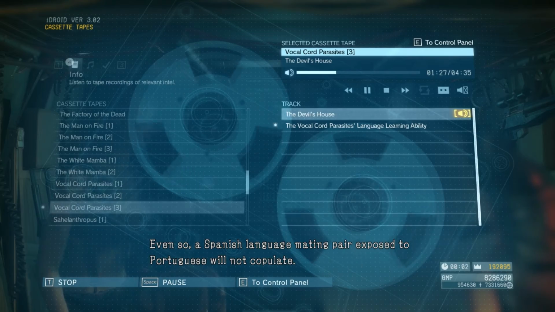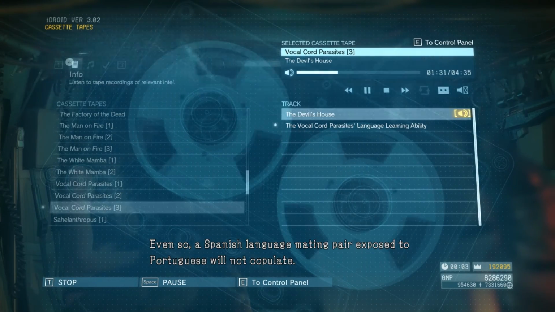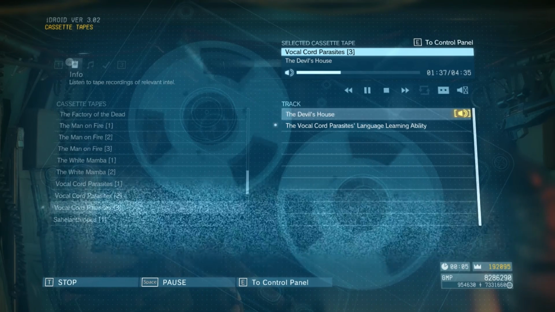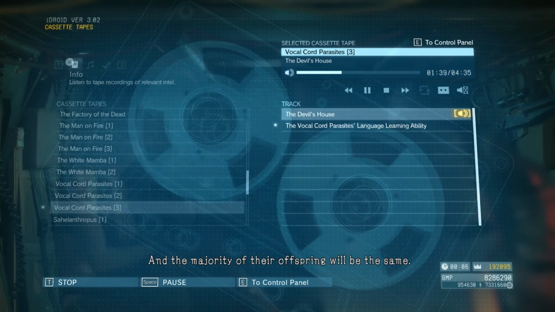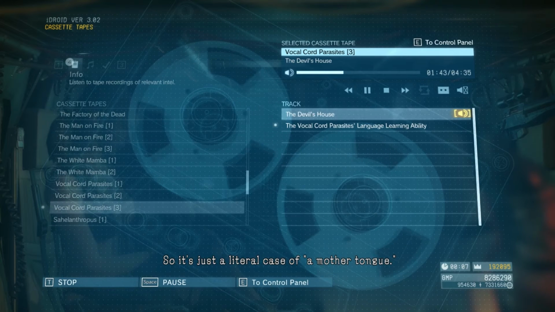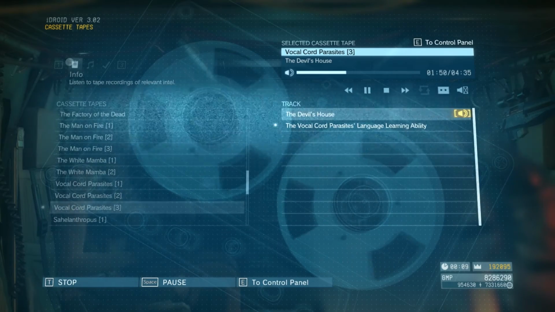Even so, a Spanish language mating pair exposed to Portuguese will not copulate. Only when they hear Spanish. Only then. And the majority of their offspring will be the same. So it's a literal case of a mother tongue. But if that's so, I don't see how the different strains can be created in the first place.